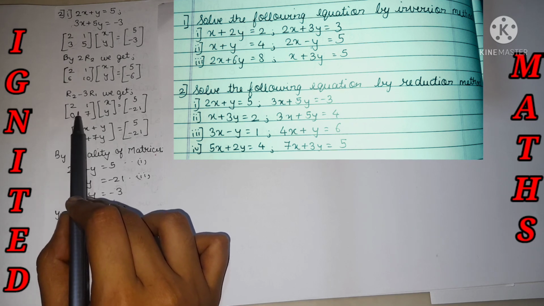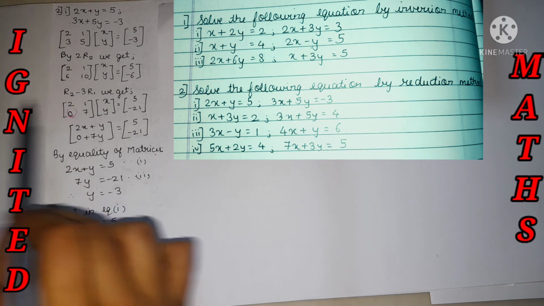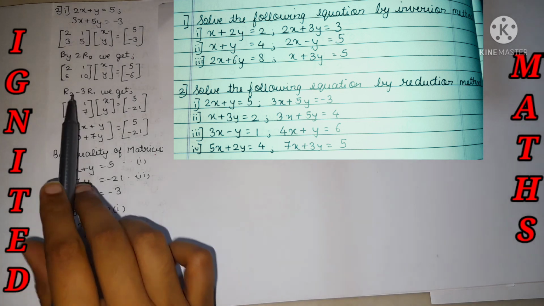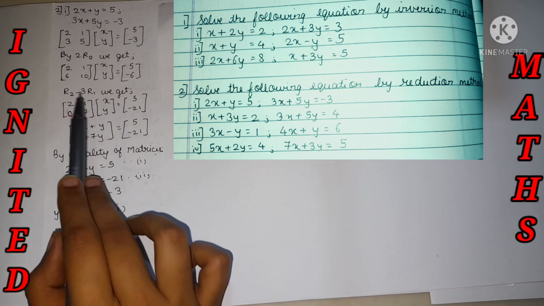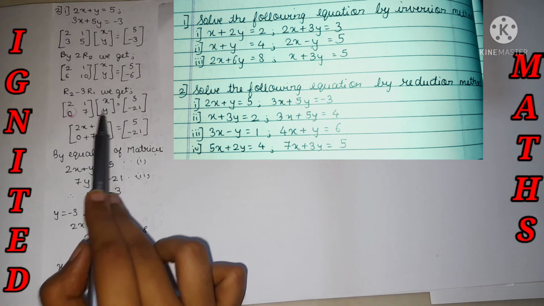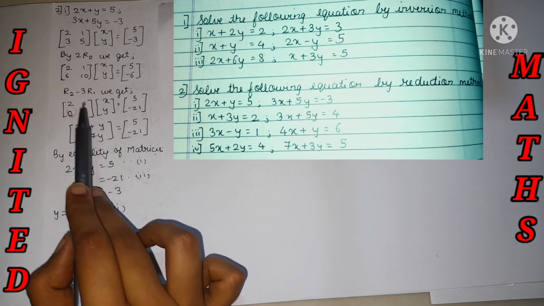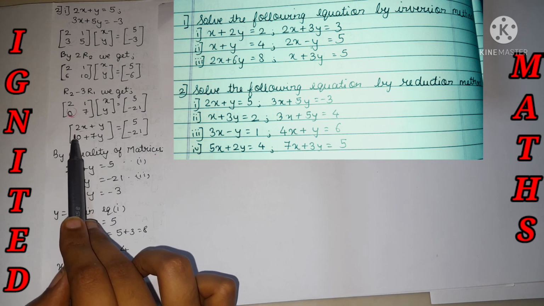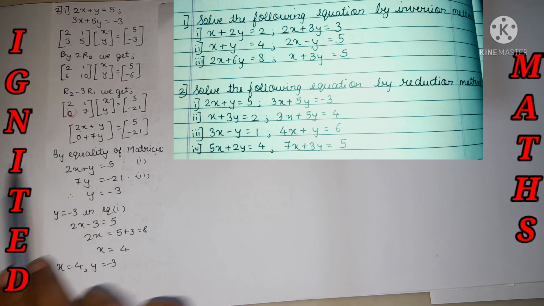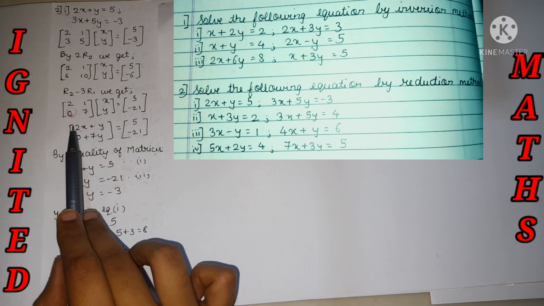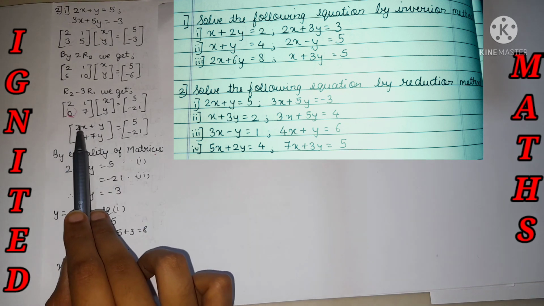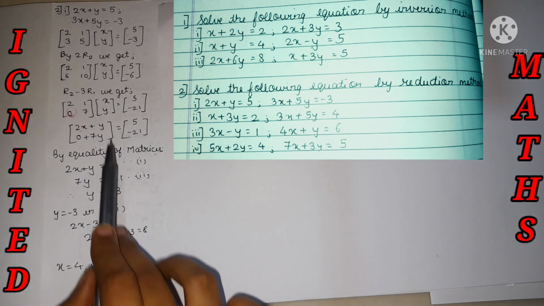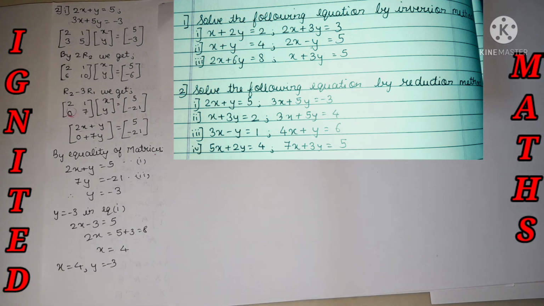As I mentioned, if you just bring it to 0, the rest of the procedure becomes so easy. Over here, just do the matrix multiplication: 2x plus y is 5, and 0x plus 7y. 0x is nothing but 0, and 7y is minus 21. By equality of matrices, 2x plus y is equal to 5, and 7y is equal to minus 21. By doing it we can find the value of y.